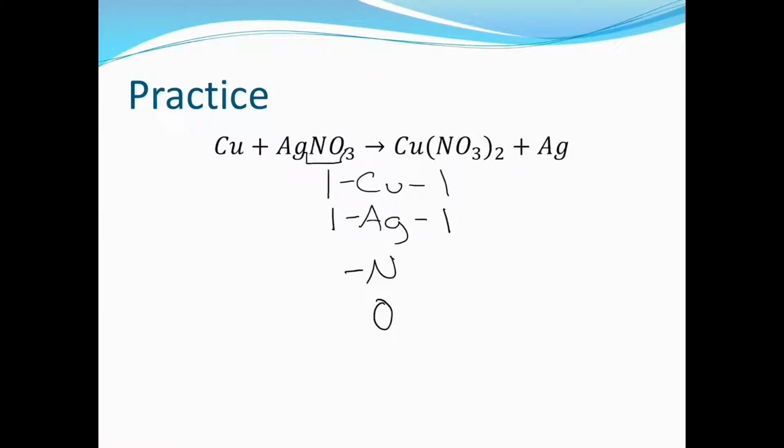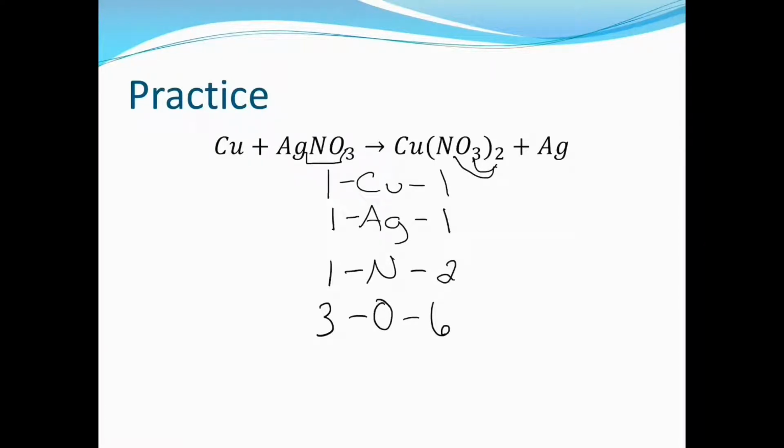Nitrogen on the reactant side has 1, but on the product side it has 2. Don't forget, we've got to foil this inside. So now we're going to have 2 nitrogens, and we're going to have 2 times 3. That means we're going to have 6 oxygens on the product side, and we've got 3 on the reactant side.